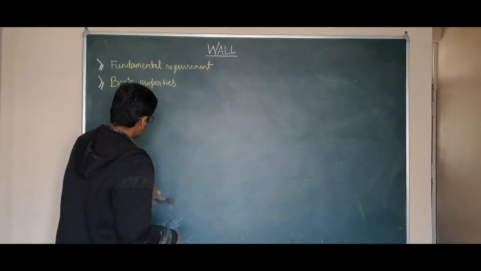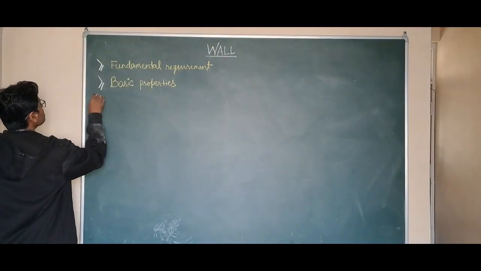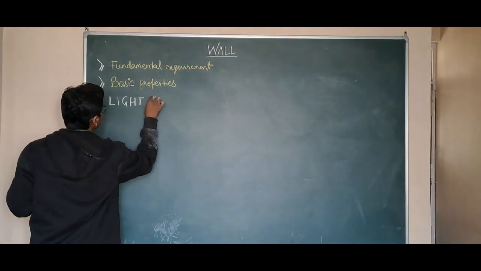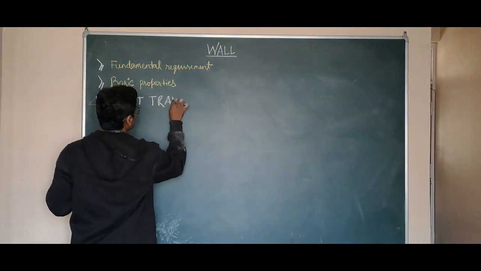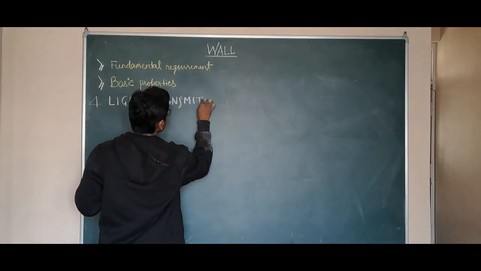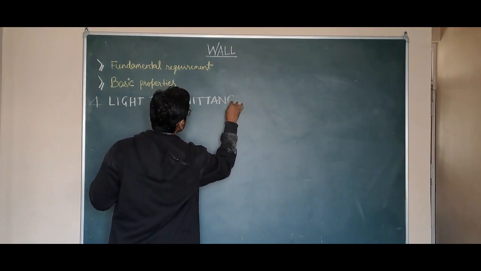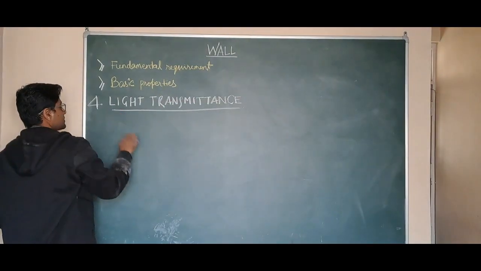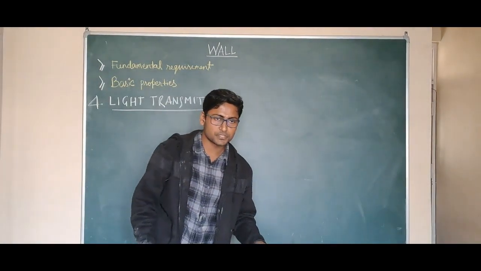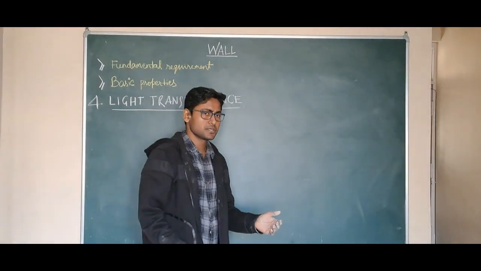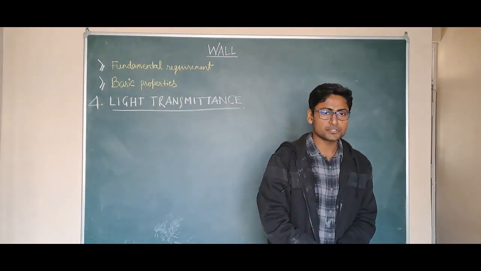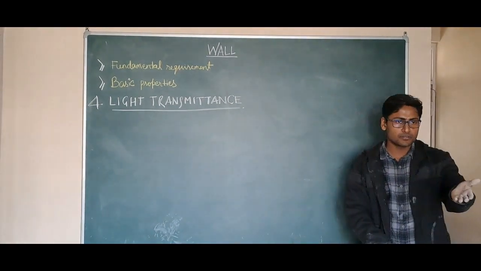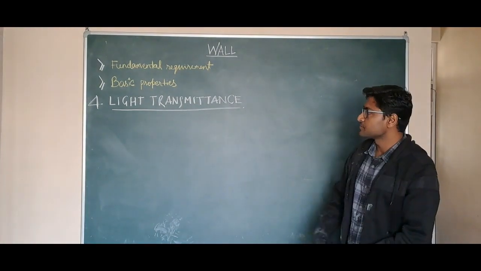Now after this, what was the next point? Light transmittance. This does not matter much if you are using a brick wall, concrete, bamboo or timber. If we are using translucent or transparent material, then light transmittance matters. For example, if we are using glass brick, there will be some light transmittance.